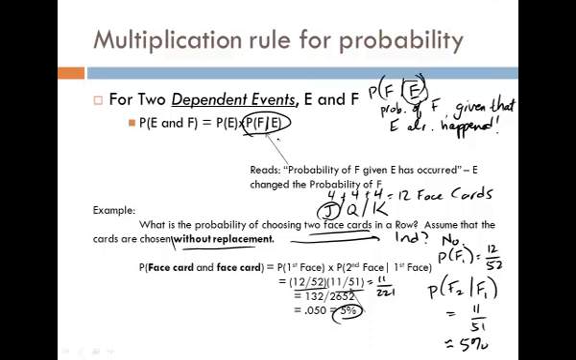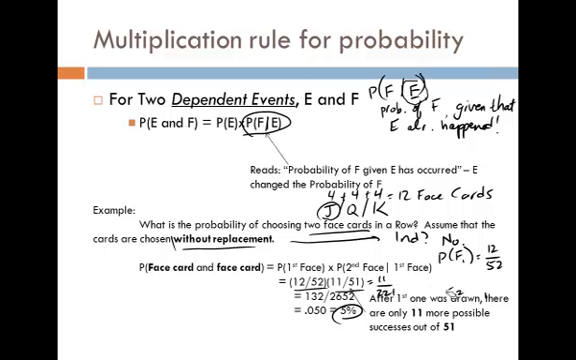You can use the same idea to calculate the probabilities of all kinds of things here. So here it says after the first one was drawn, there are only 11 more possible successes out of 51. So that's where the 11 out of 51 came from.